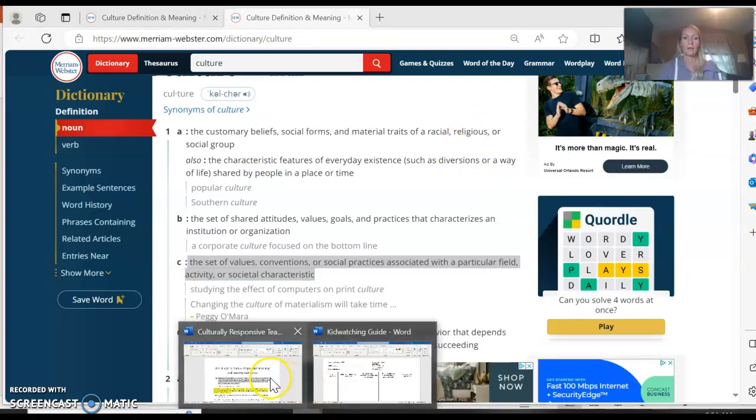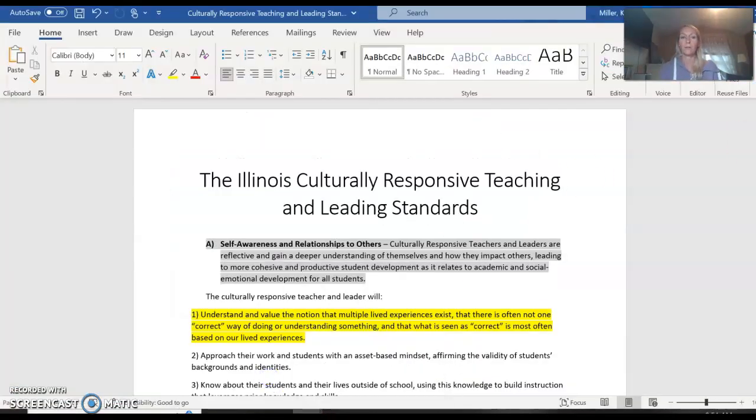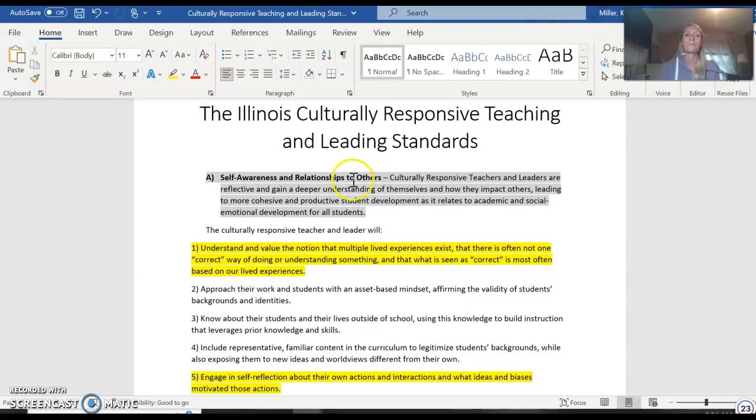I just briefly want us to take a look at this list. I know that this was part of your readings for this week, so you've gone over it, but I'll share some ways I have failed and succeeded at these over the years. In self-awareness in relationship to others, the idea is that we're unpacking our stuff and really reflecting to understand who we are and how our background is going to impact how we approach teaching, and it relates to academic and social emotional development for all students and how we intersect with our students.